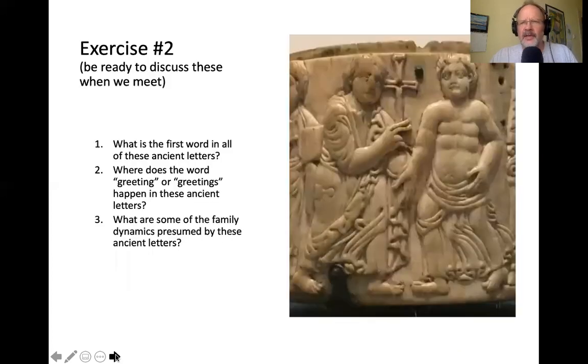So I'd like you now then to stop it again and to be ready to discuss these questions when we meet. What is the first word in all of these ancient letters? Where does the word greeting or greetings happen in the structure of all of these ancient letters? And what are some of the family dynamics presumed by these ancient letters, by the sender, by the recipient, and by what is being said?